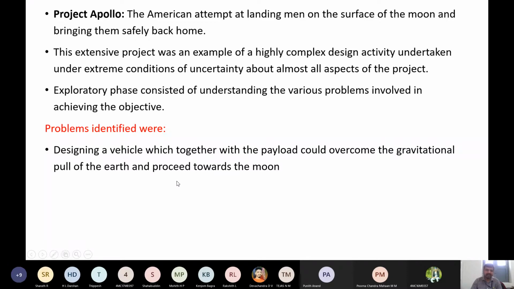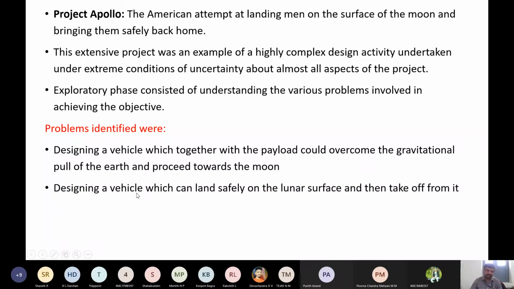Then it has to land on the moon orbit. For that, the first step is the vehicle, or the rocket or space shuttle, that we are going to design. It should be designed to overcome the gravitational pull of the earth. That was the first task. Second, designing a vehicle which can land safely on the lunar surface, that is the moon surface, and after some hours, again it has to come back to the earth. That means it has to bring the astronauts safely to the earth.